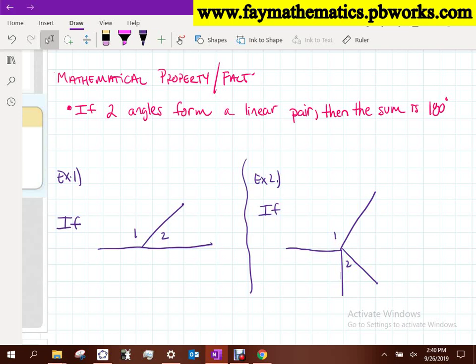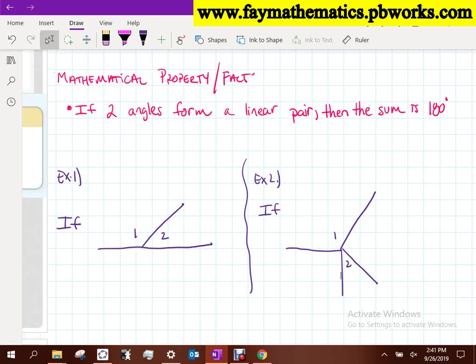Are angles 1 and 2 a linear pair? Do their non-common sides form a straight line? Well, all their sides are non-common, right? Okay? So we're not forming a straight line there. Those angles 1 and 2 are not like the angles 1 and 2 in example 1. So 1 and 2 on the right are not matching the hypothesis. So those are not a linear pair.